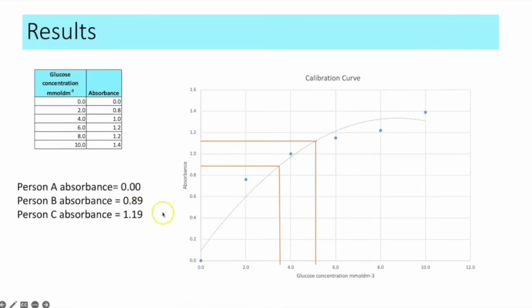Person A, we don't need to do it for because they had an absorbance of 0, which means they had no glucose in their urine. The last thing you'd need to do is look up what levels of glucose in your urine would count as potentially having diabetes, and then you could see whether these two values are over that point.